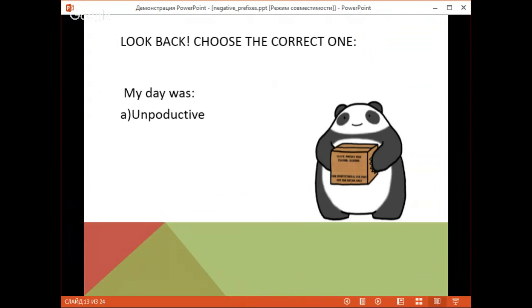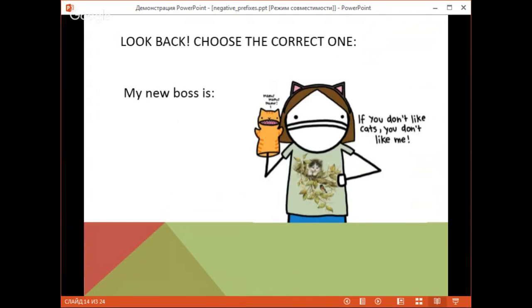My day was productive or unproductive? What about your day, Ola? Was your day productive or unproductive? It was very productive. Actually, it was very productive for me as well. But just for the matter of correct vocabulary, if it was bad, your day, you can say my day was unproductive. And finally, my new boss is flexible or inflexible?